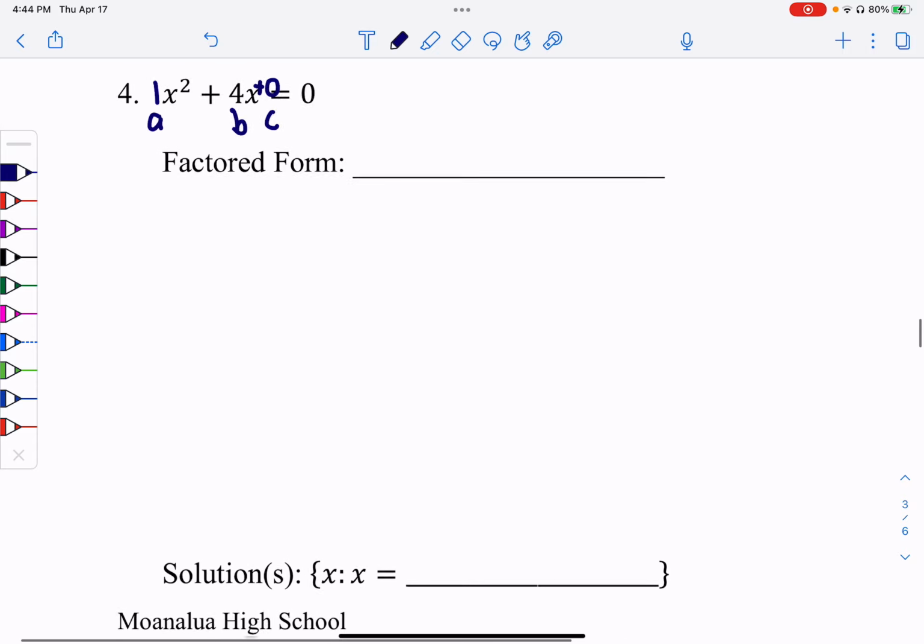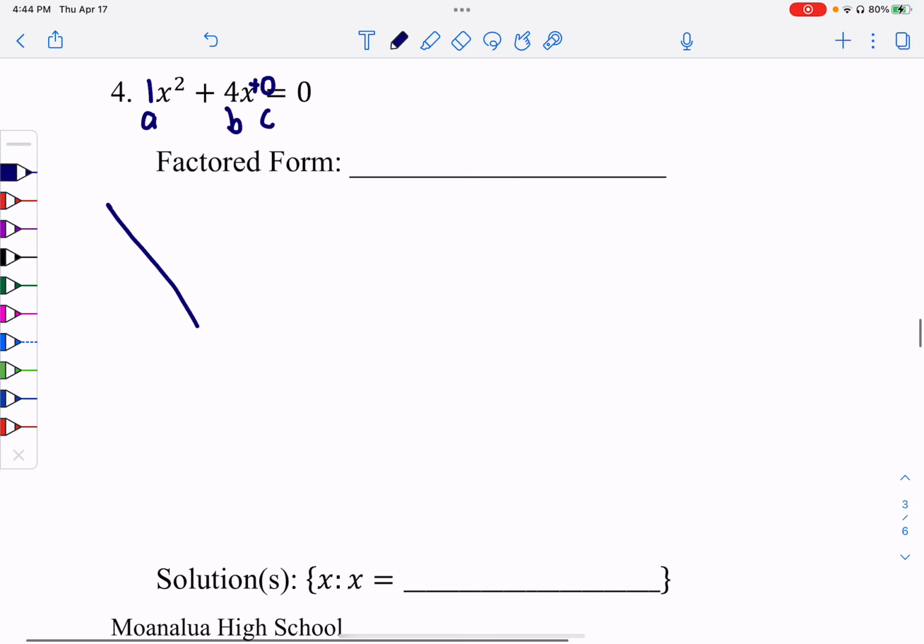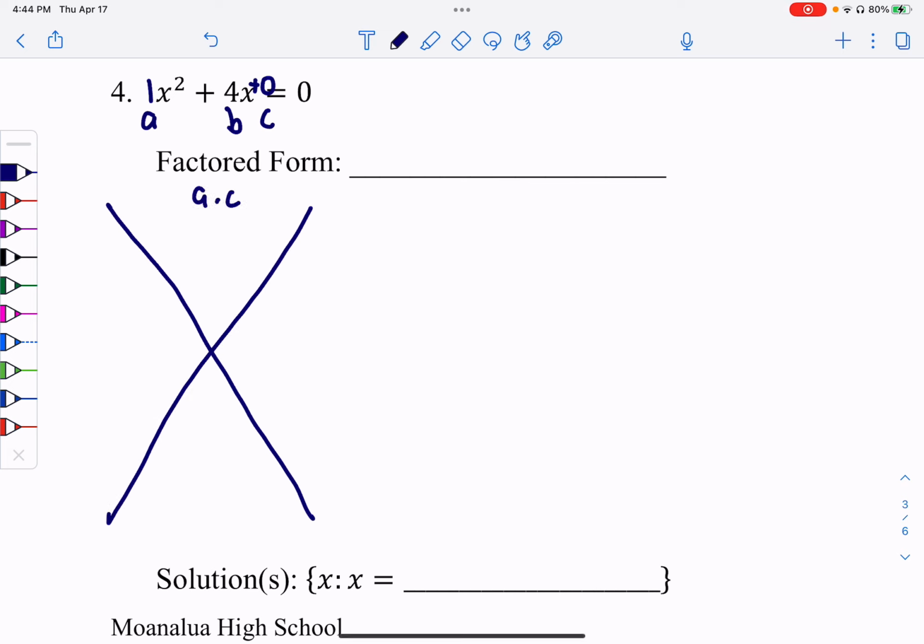So we can still do the ABC factor. A times C, so 1 times 0 is 0. B on the bottom is 4. Multiply to 0, add to 4. One of them has to be 0. So positive 4 times 0. And those are our factors. Let's put the 0 first.